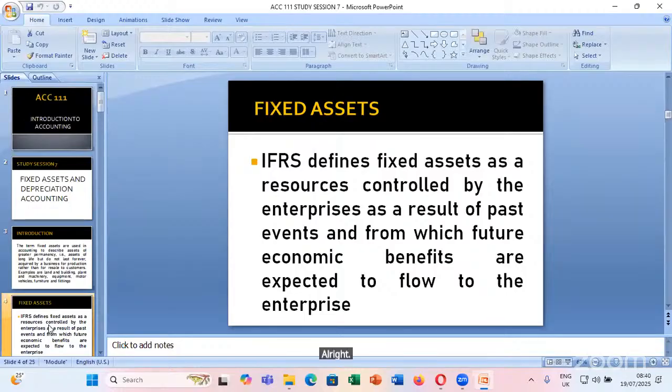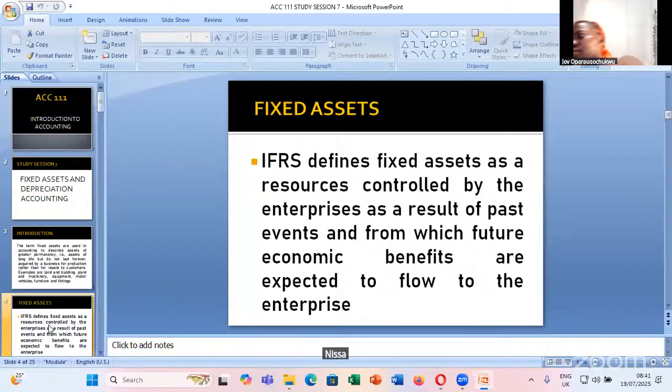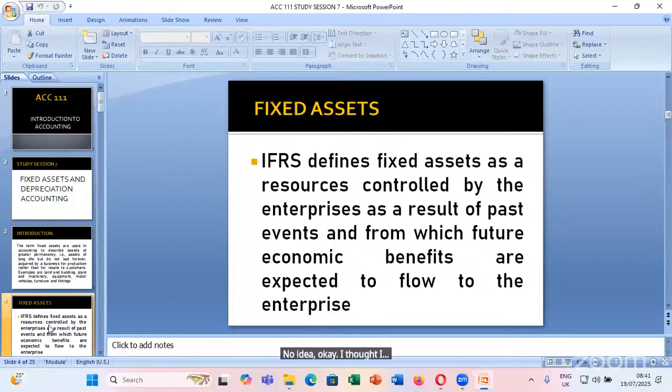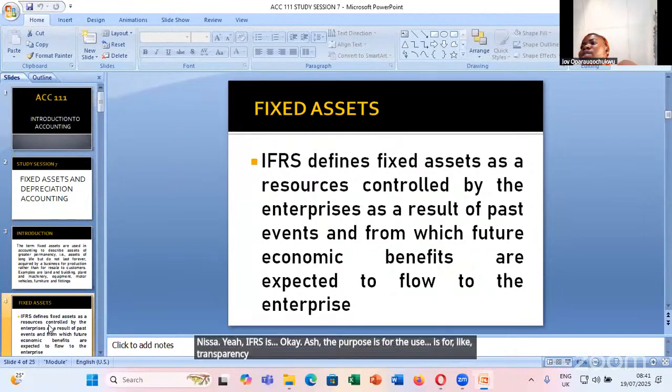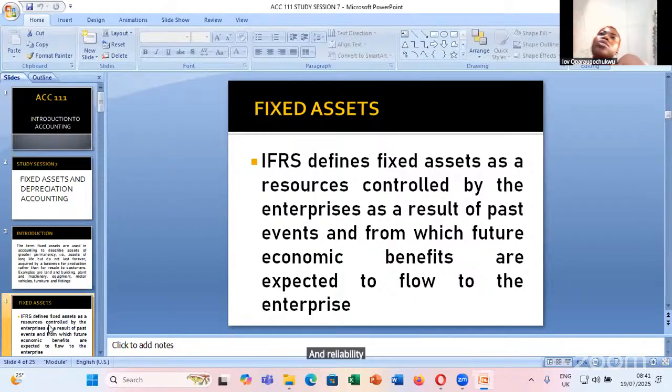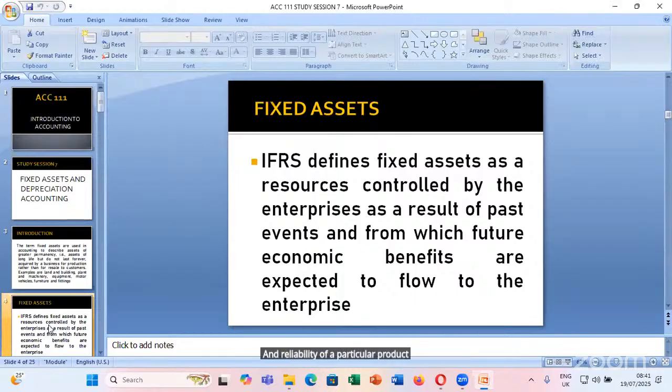Can you tell us what IFRS is being used for? Yes, sir. Actually, the purpose is like transparency and reliability of a particular product, I guess.